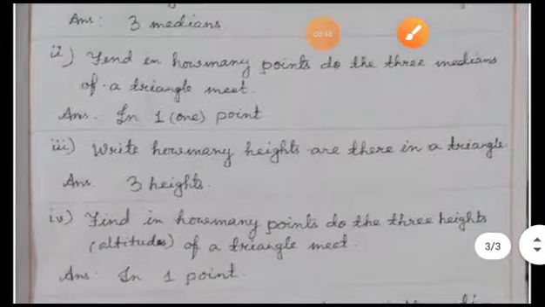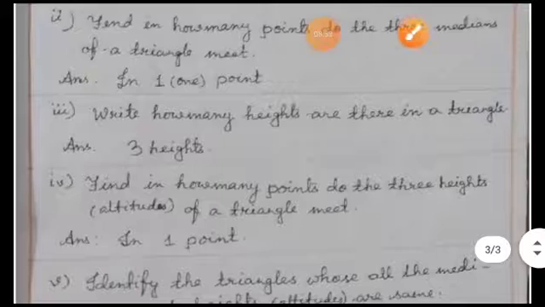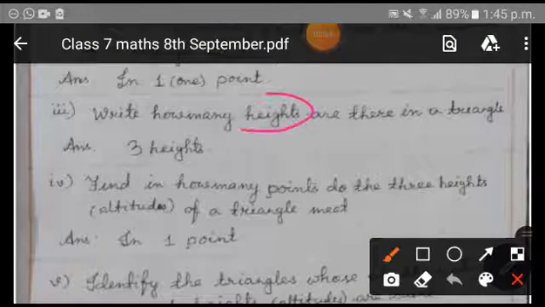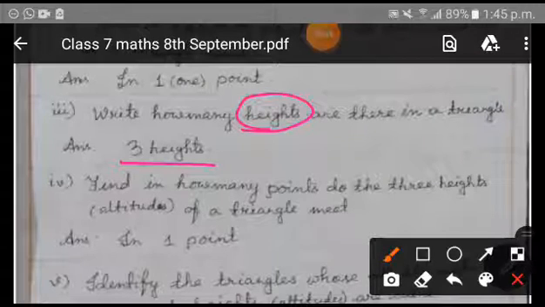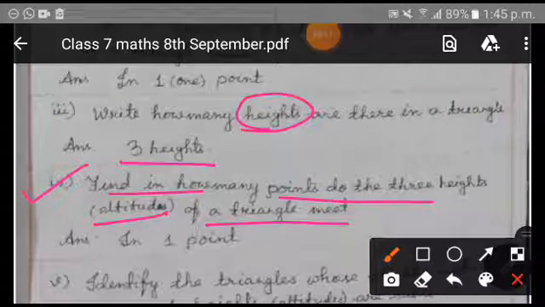Next question, write how many heights are there in a triangle. How many heights means how many altitudes or how many perpendiculars. Just now we have learned that in a triangle there are 3 altitudes. So you will write the answer 3 heights. Next, find in how many points the 3 heights or altitudes of the triangle meet. So you will write the answer 1 point.